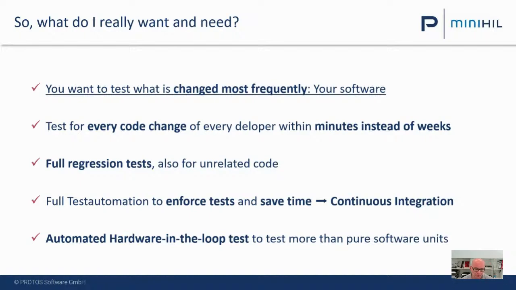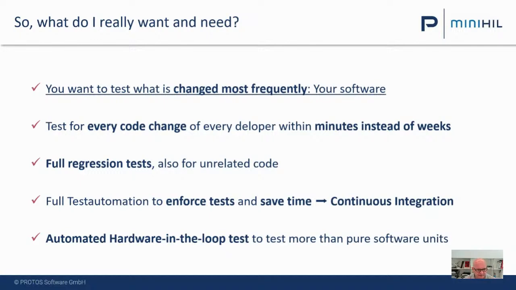Then what's also really good to have is a full regression test, also for unrelated code. Because in an embedded system, it's even worse than in a normal software system. You have a lot of side effects. You have memory leaks, you have shared resources, and so on and so on. So you change something over there, and over here, something happens. So you need to test not only what you change, but also all the other stuff that's related somehow, because it's running in the same environment, in the same processor, and you have shared resources.